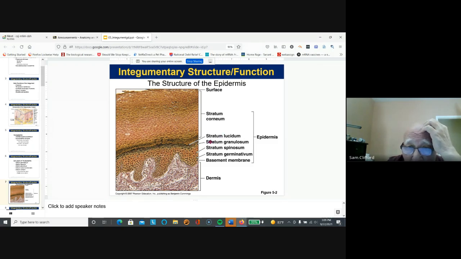So the stratum granulosum has granules, often granules from melanocytes. The stratum lucidum is the thin layer in between the stratum corneum and the stratum granulosum. It often appears a little bigger than this, and it's clear. So these are the 5 layers of the epidermis in the soles of the feet and the palms of the hand.